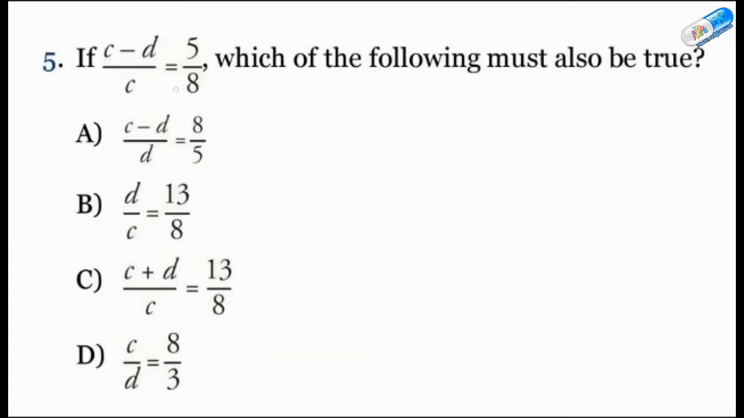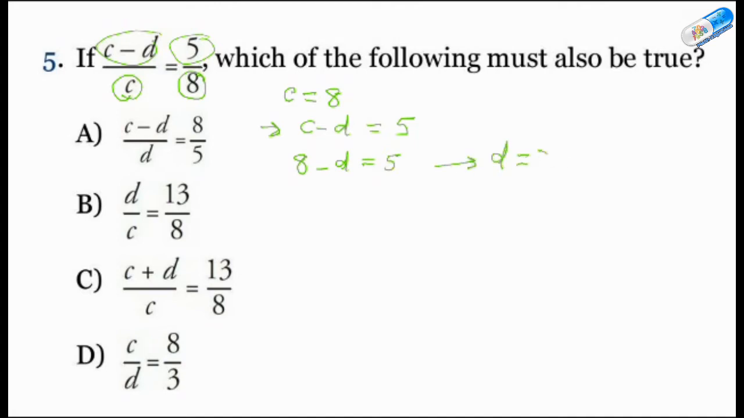If (C minus D) over C equals 5 over 8, which of the following must also be true? In this case, I will plug in, for example, C equals 8. So this means that if C in the denominator here equals 8 in the denominator of the other side, the numerators should also be equal. So C minus D should equal 5. And C, we said, is 8, so 8 minus D equals 5. This means that D equals 3.